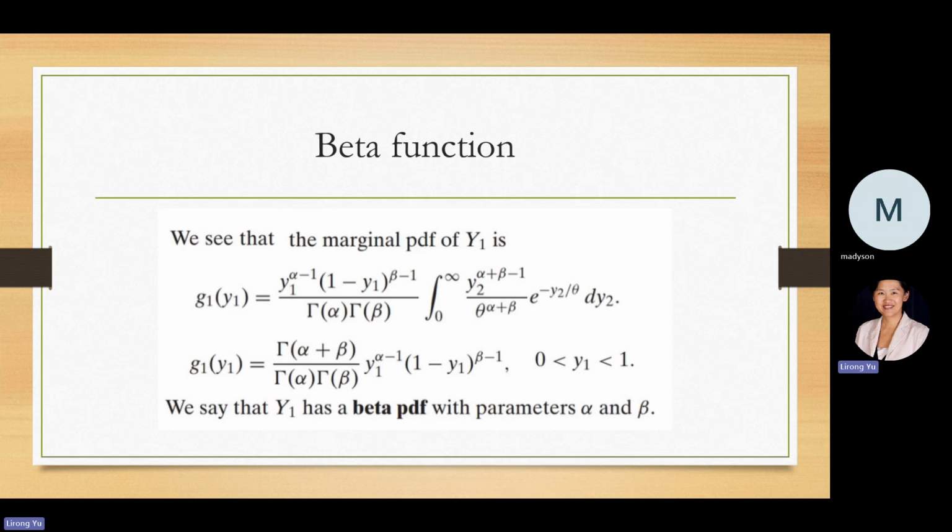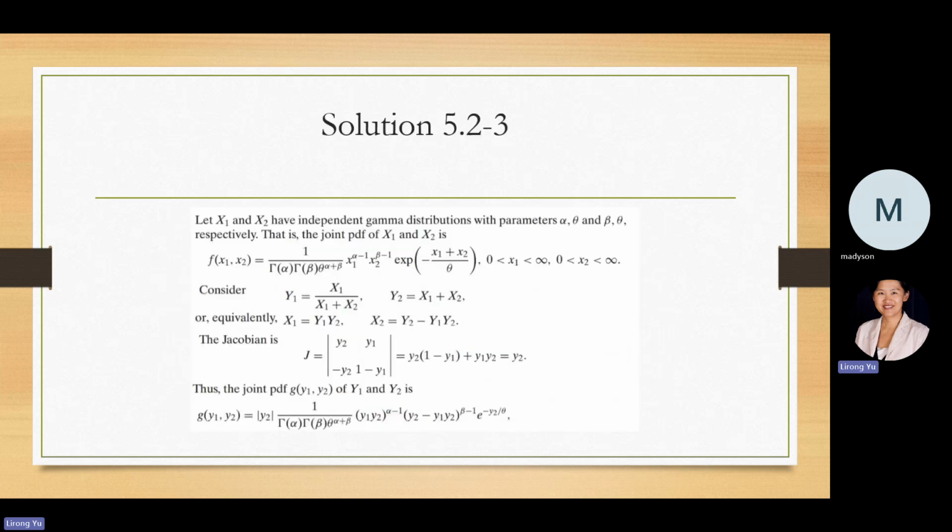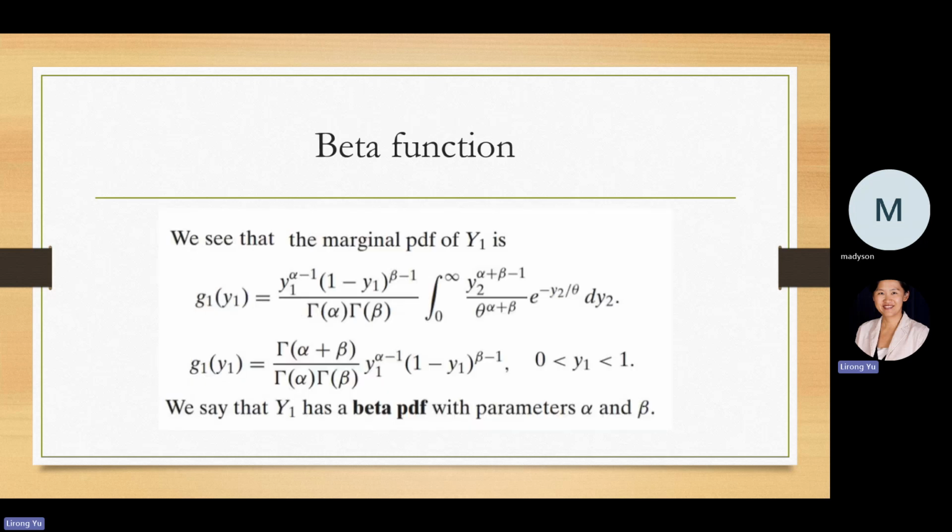And then we have y1 to the alpha minus 1 and 1 minus y1 to the beta minus 1. These are actually part of the formula already. You see the alpha y1 to the alpha minus 1 and then y2 to the beta minus 1, which was already in the density. Everything else was integrated out. We end up having this. This density function has a special name. It's called the beta density function, the beta distribution.